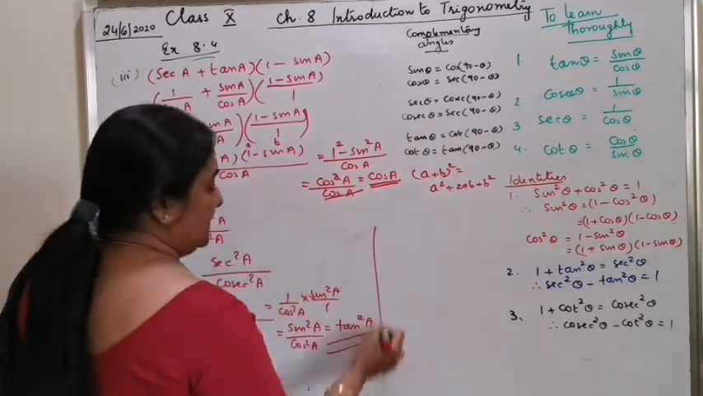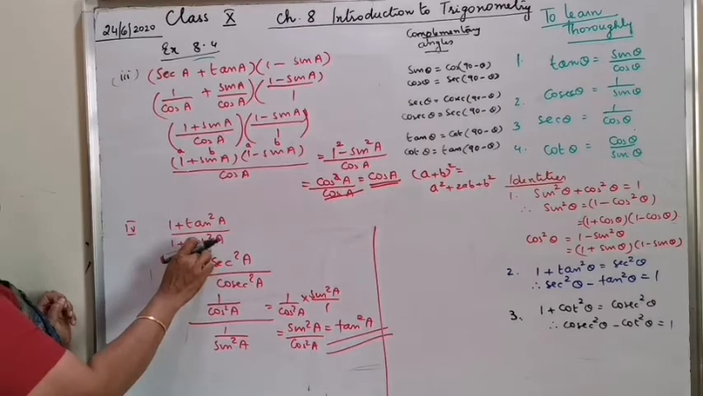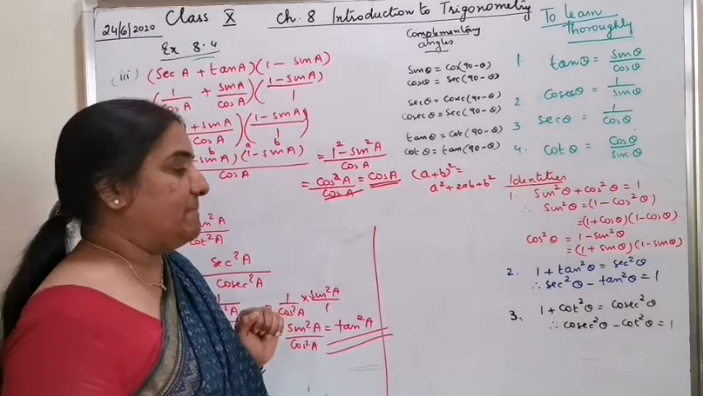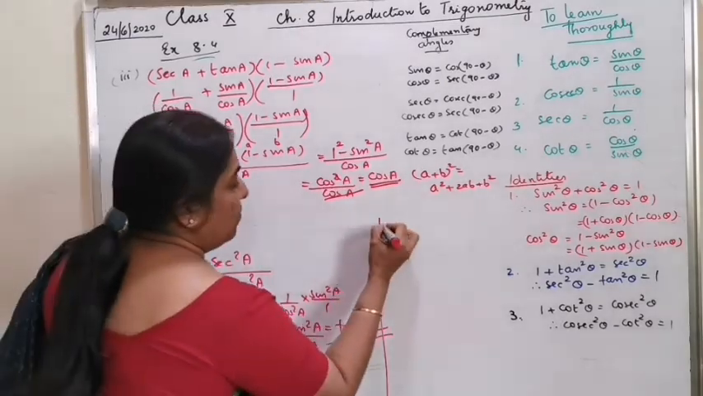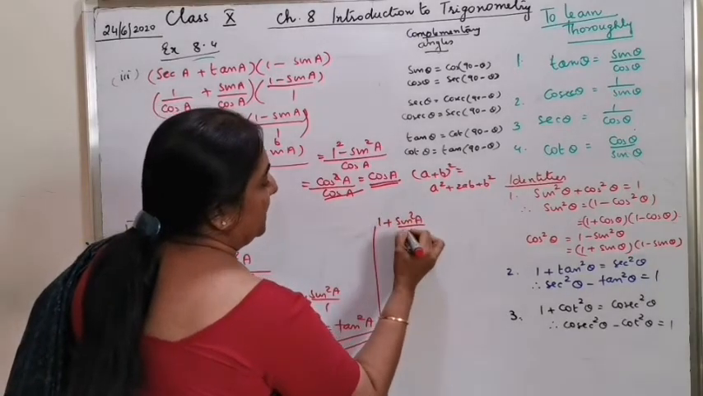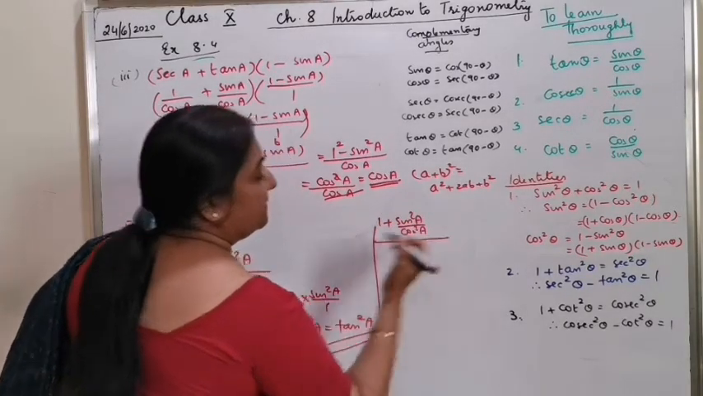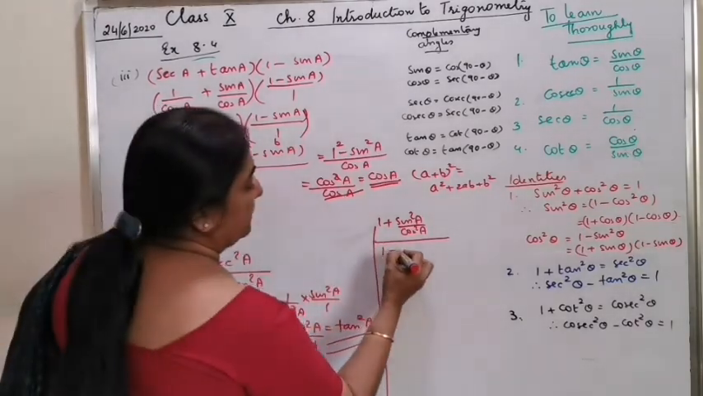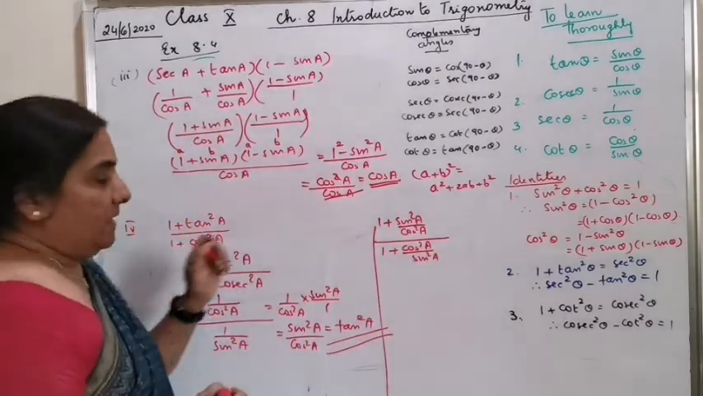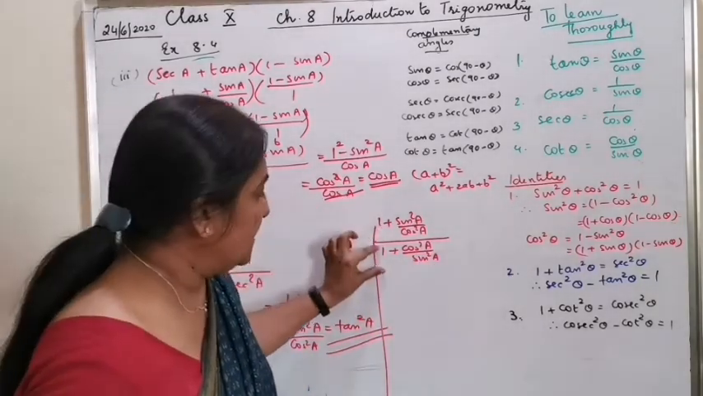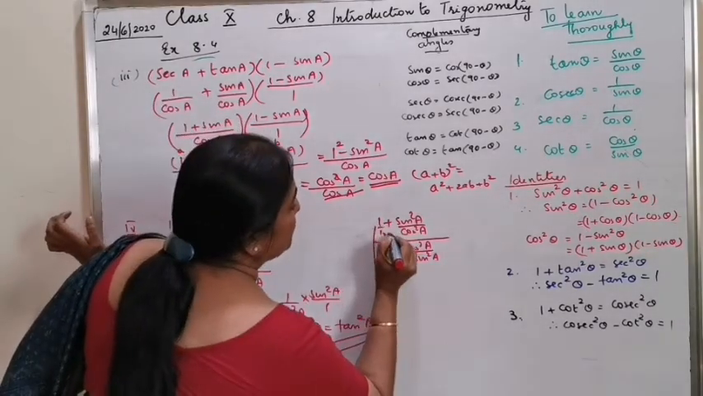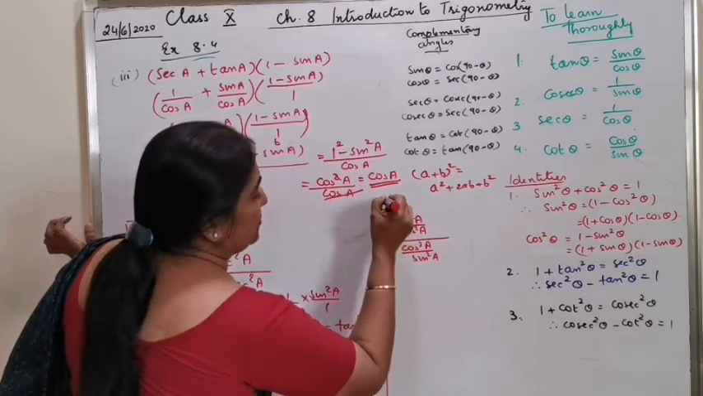Another method is that you can directly change tan square and cot square to sin A by cos A and cos A by sin A, and then use the LCM. 1 plus tan square A can be written as 1 plus sin square A by cos square A, divided by 1 plus cos square A by sin square A. Here you need to find the LCM, and here also you need to find the LCM. So this is by 1, 1 into cos square A, and here also into sin square A.